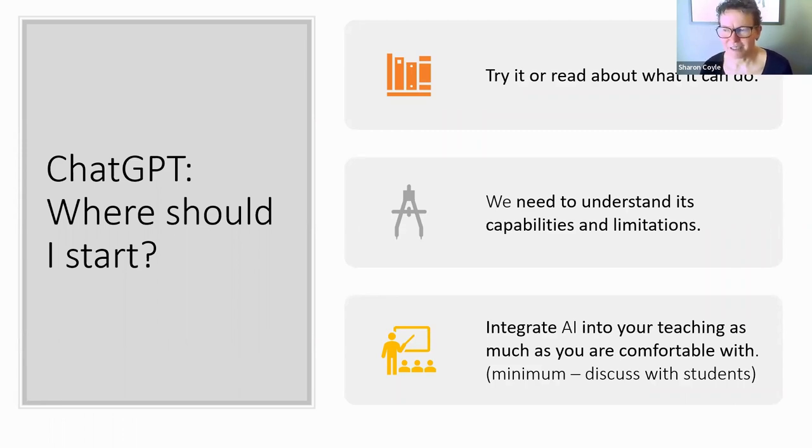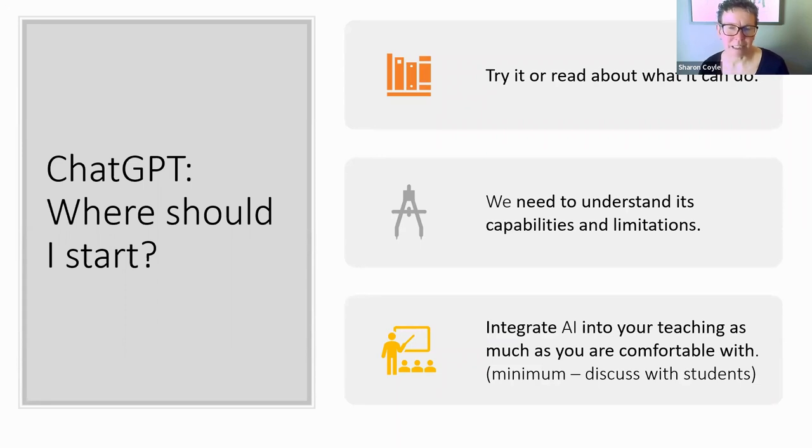I think to start, you need to read about it or try it yourself and see what it can do. And I'm going to show you some examples. I highly recommend, even though I have reservations ethically about using this tool, that you go try it, because the best way to understand how it works is to try it yourself. We need to understand its capabilities and its limitations.